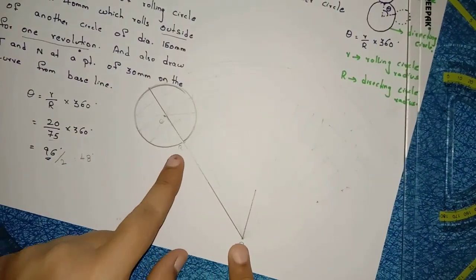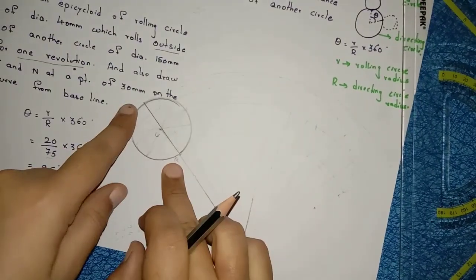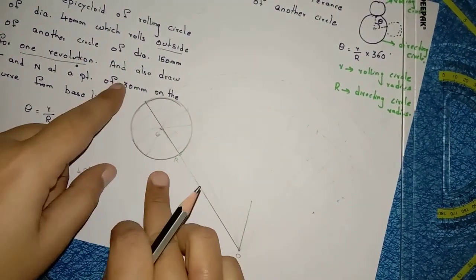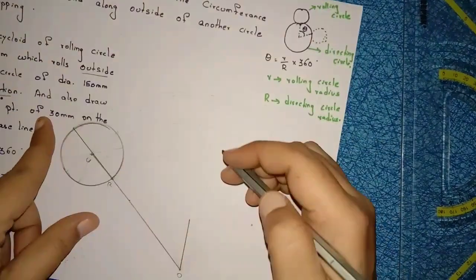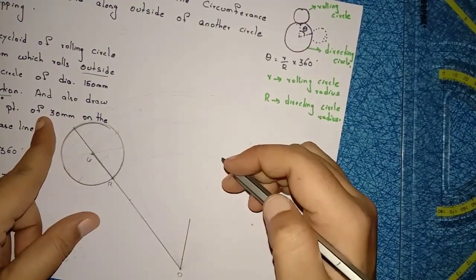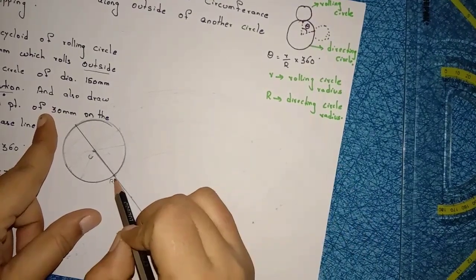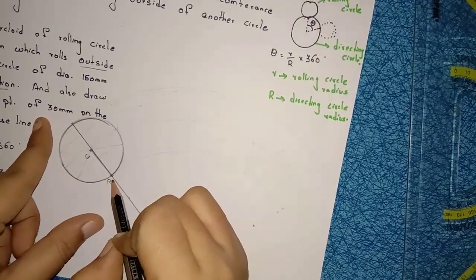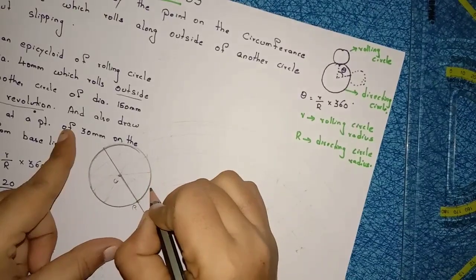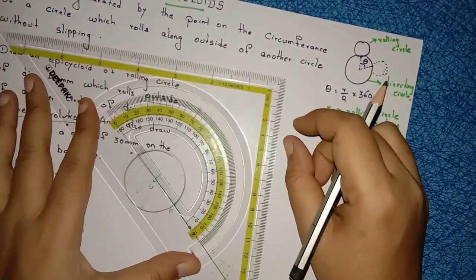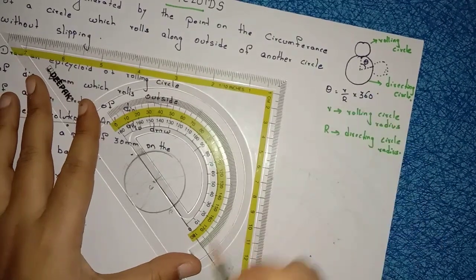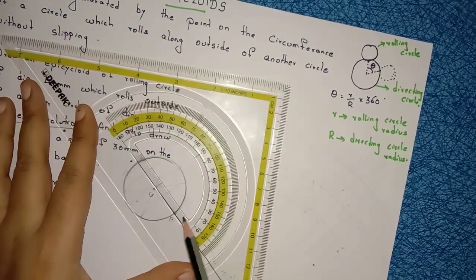Now you see, this is the generating circle, this is the rolling circle, outside. Right, now this is the point P. Now keep your protractor on this line. Divide this circle into 12 equal parts. Anyway, this is 0, no?